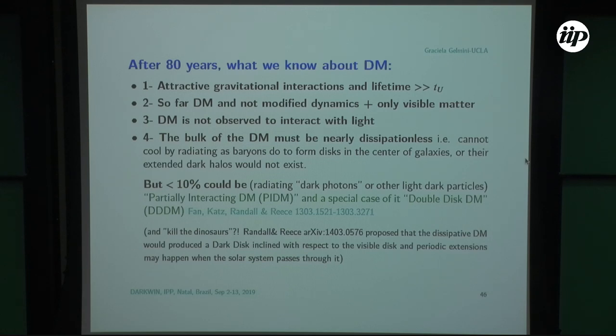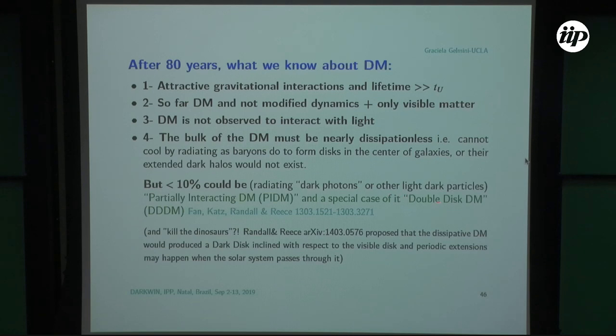If dark matter were as dissipational as baryonic matter, then all of it would have fallen into the disk and be as small, so extended halos wouldn't exist. But maybe 10%, since in our galaxy about 10% is baryonic, and this is dissipative. So what if maybe 10% of the dark matter is dissipational? This is in the idea of having a whole dark sector in which you have different types of dark matter. So part of it could be dissipational. It couldn't emit photons, but it could emit dark photons, for example. So this is the idea of partially interacting dark matter, PIDM.